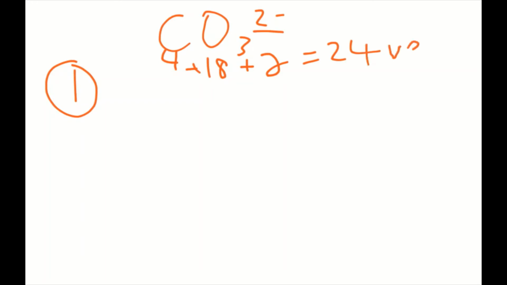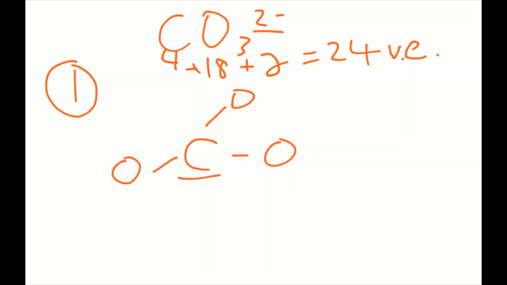So how do we draw the skeletal structure? Well, C is in the middle, and let's draw a single bond to each of the O's, since carbon needs 4 valence electrons, while the oxygens need only 2 valence electrons.